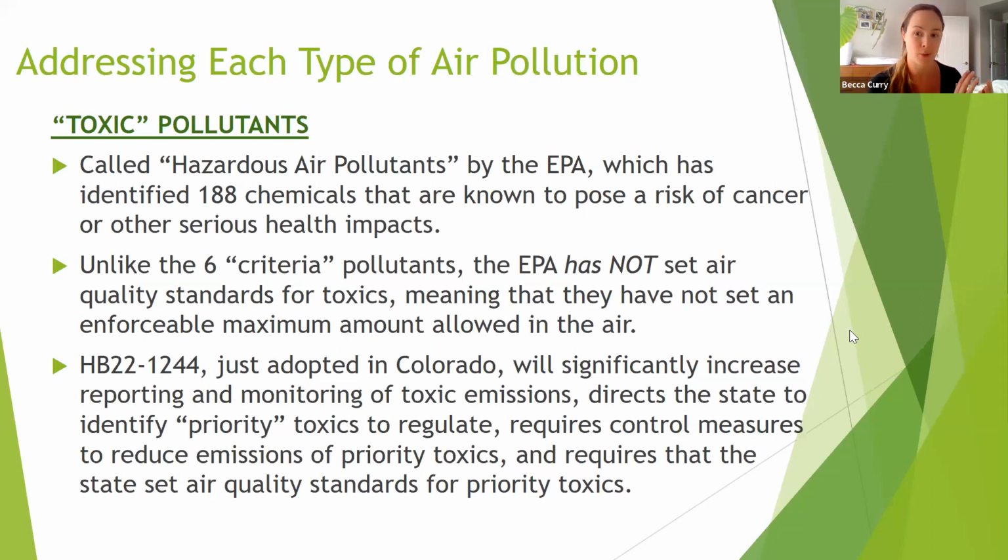So with criteria pollutants, they've told us what the goal is. They've told us the maximum amount that we should have in the air, but with toxics, they have not done that. So to date, we haven't had an enforceable maximum amount that's allowed in the air. But just recently, Colorado adopted House Bill 1244, just this past legislative session, which will significantly increase monitoring and reporting of toxic emissions, and also directs the state to set those ambient air quality standards and adopt control measures that will reduce levels of toxics.